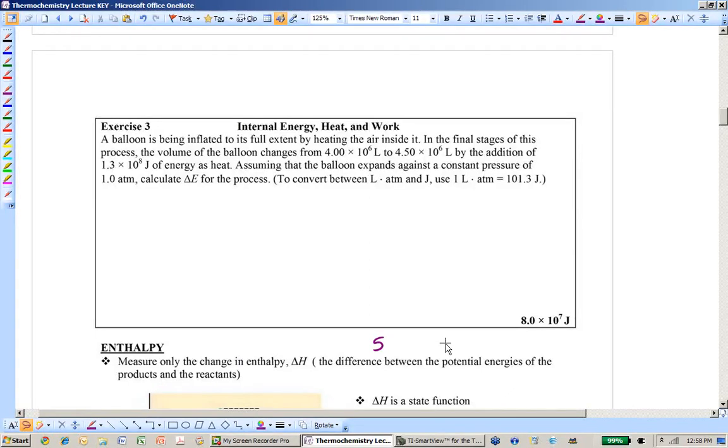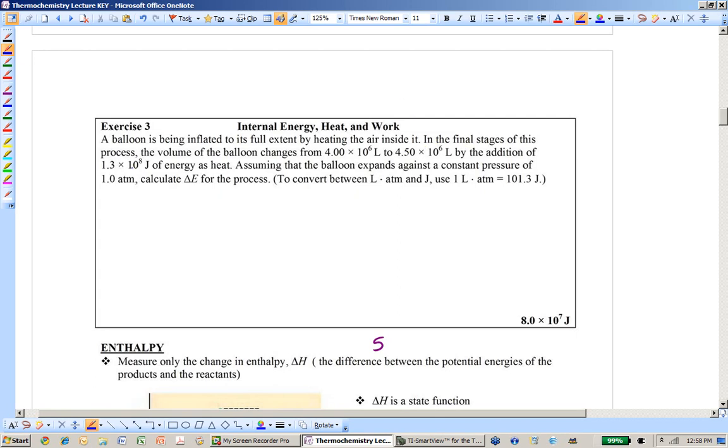All right, let's take a look at this one. Here we have internal energy, heat, and work. So a balloon is being inflated to its full extent by heating the air inside it, so it's going to be expanding. So what do we know from that? We know that if it's expanding, that we're going to have minus W from the system's point of view.